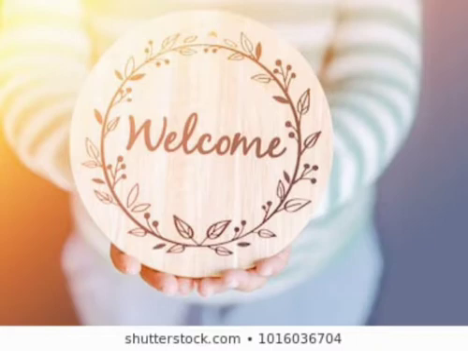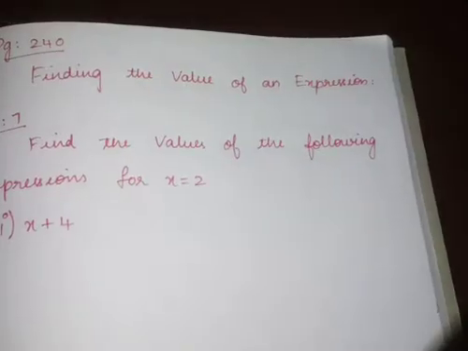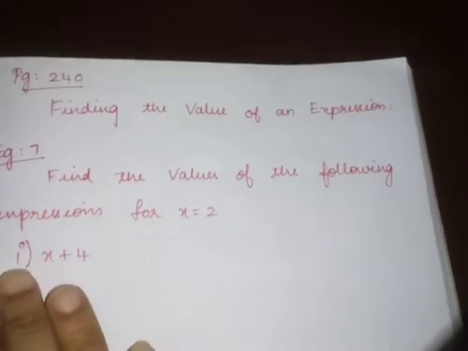Today's class, we are going to start with our new topic, finding the value of an expression. You can take page number 240 in your NCERT textbook. In an expression, there will be many unknowns, where x, y, z, like that, many unknowns will be there. If you give the values of these x, y, z, we will get the value of that particular expression. That we are going to find in this class. I hope you all have taken page number 240.